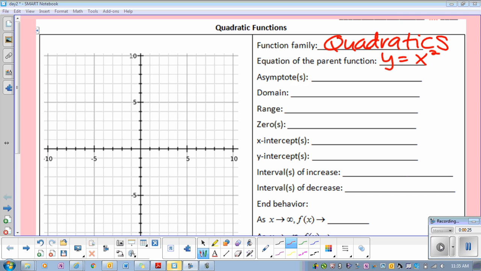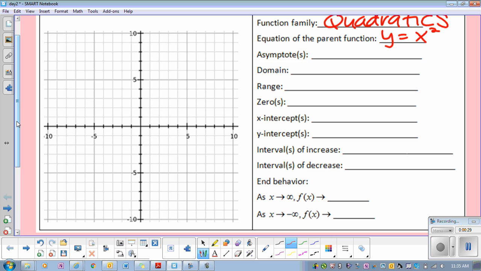Now, do quadratics have asymptotes? What? No, ma'am. Yes, they do. Stop. None of that today. You said at the start of class. Yes, it does. Wait, no. No asymptotes. Remember, asymptotes only for rationals, right? Well, that's when it was introduced.